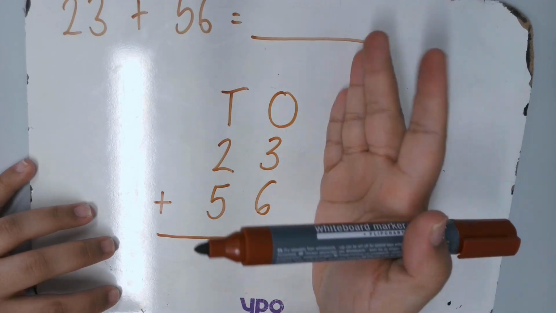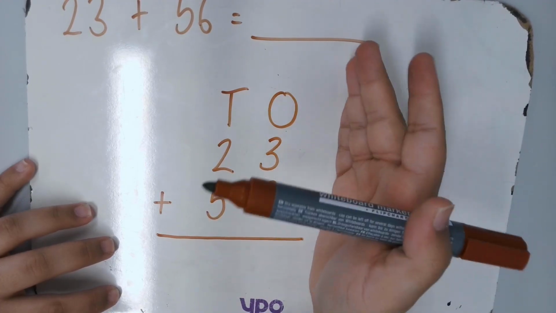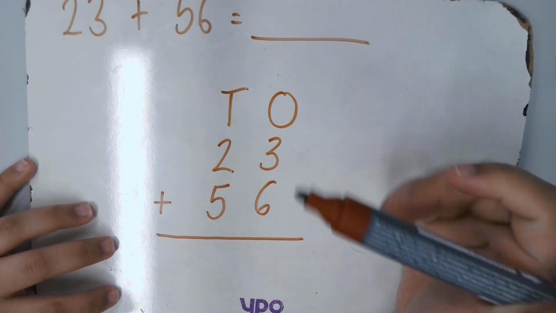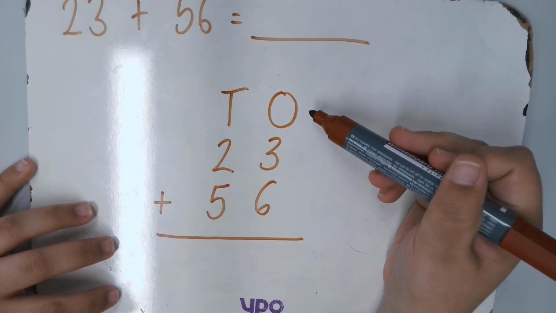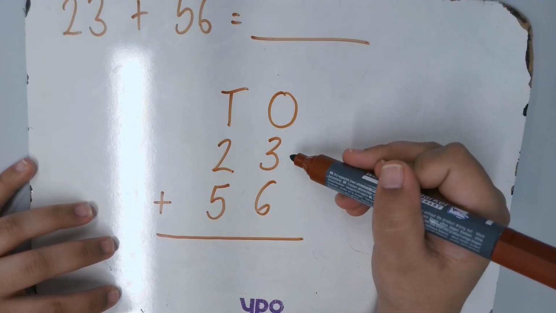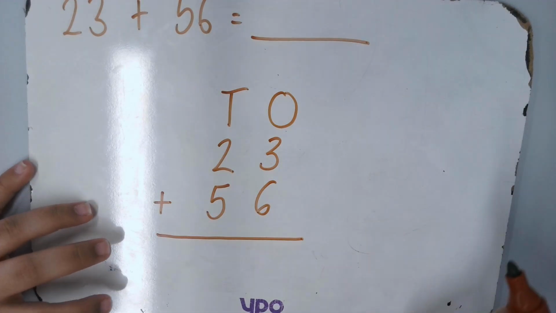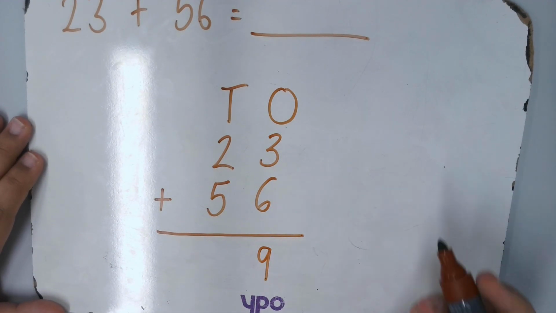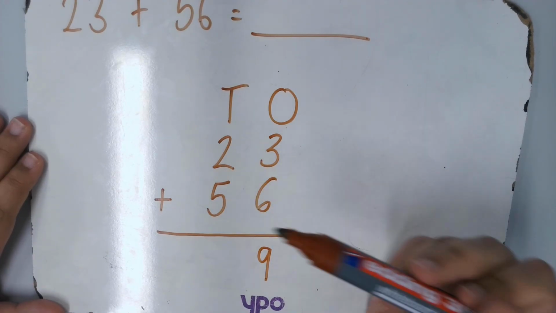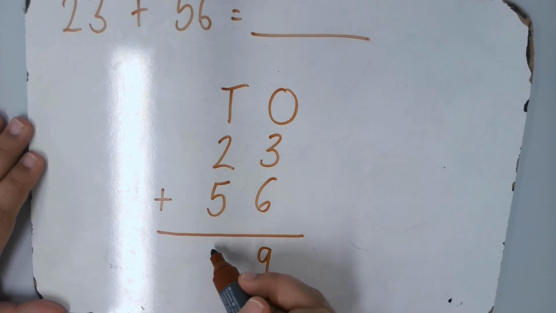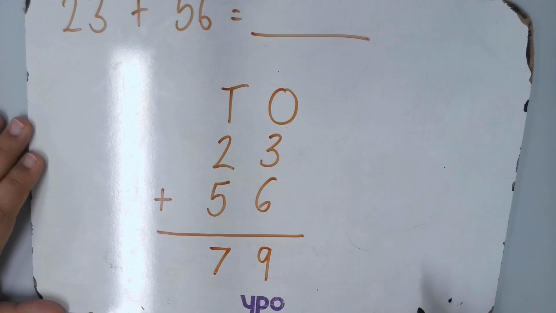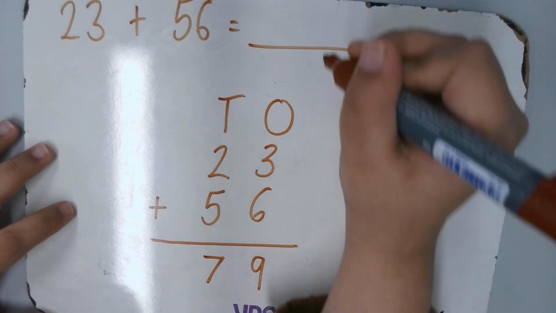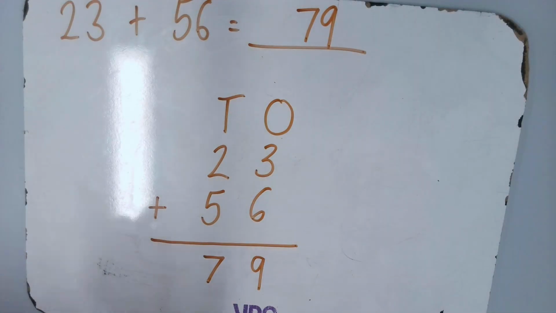We always start with the lowest place value in column addition or column subtraction. We always start with our ones or the lowest place value. So here we've got 3, add 6. Using my number bonds, I know that's 9. And then I've got 2 tens, add 5 tens, which would give me 7 tens. Therefore, 23 add 56 equals 79.